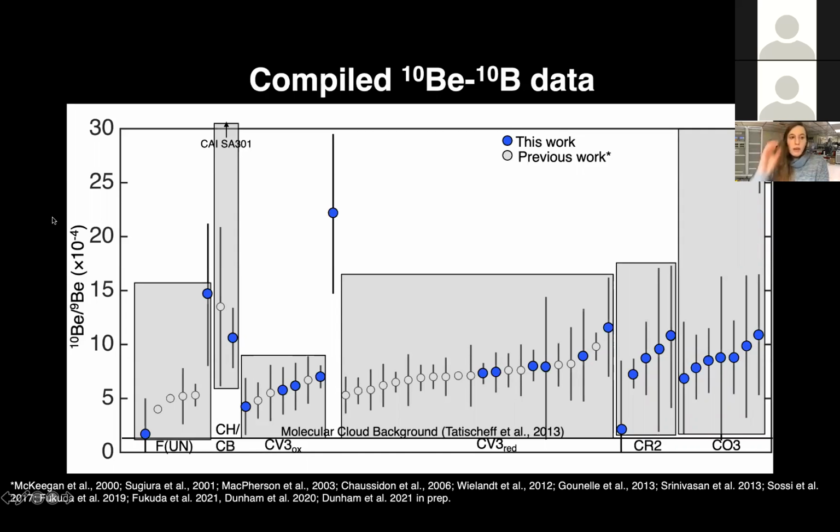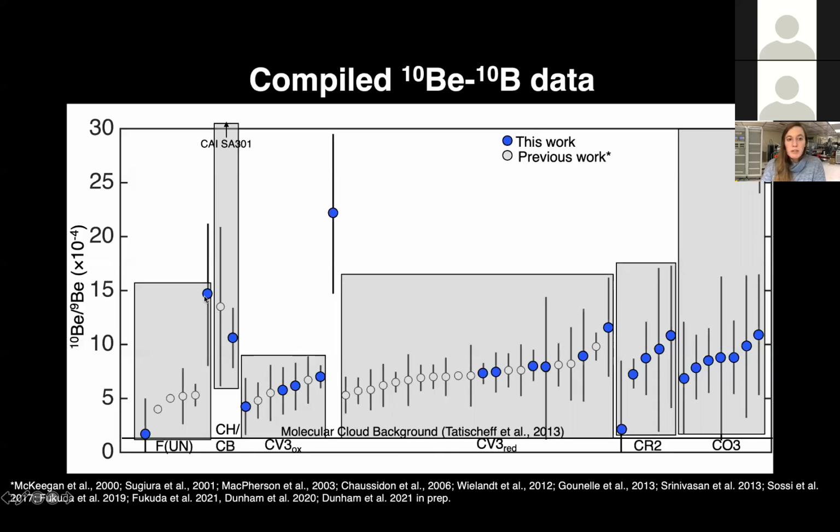So yeah, same plot, grouped by the chondrite type that the CAI was found in. And so here I'm just going to compare my data against others' data. So for the FUN CAIs, I only measured one FUN CAI, and although it was a difficult analysis, the upper limit is consistent with other FUN CAIs.